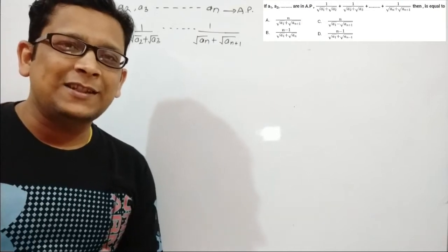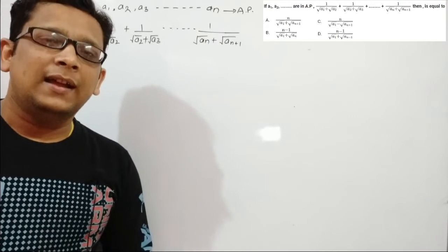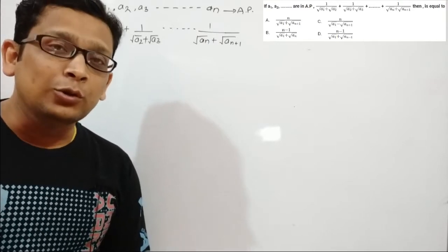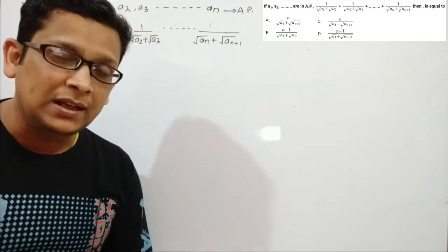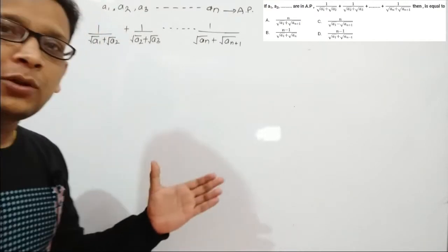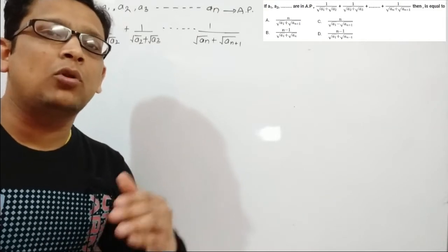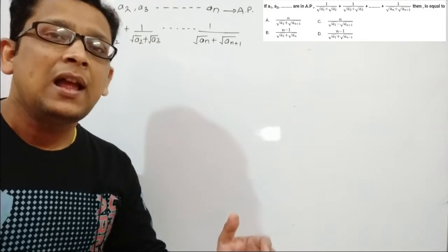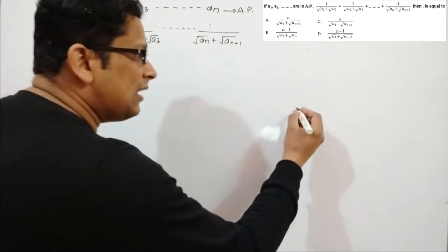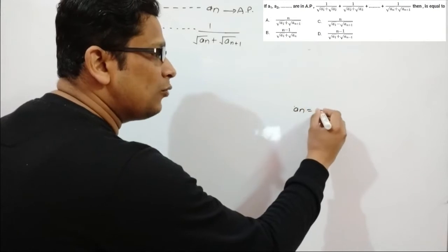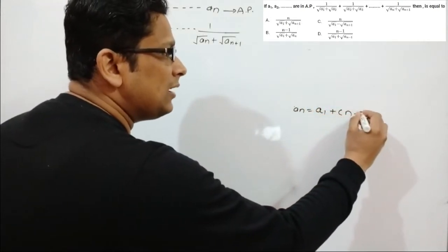Hello friends, this question is basically related to the part of the arithmetic progression, and in this question we are just going to use the concept of the common difference and the general term of an AP. Before going to the question, we know that the common difference is the same throughout the series in an arithmetic progression, and its general term can be written as an, that is, the last term an is equal to the first term a1 plus (n minus 1) into d.